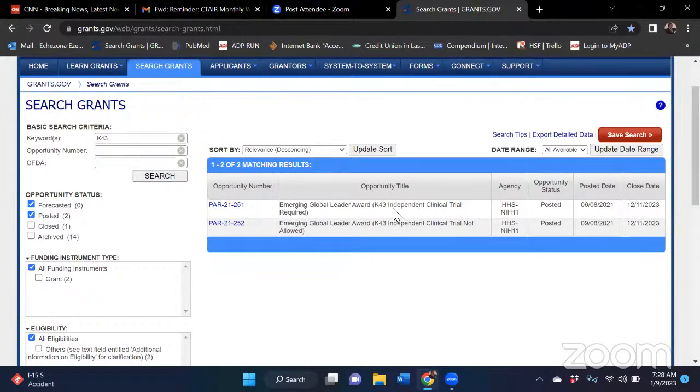Before, this grant used to be 1 type, but now it's 2 types. So you can see the first one here said independent clinical trial required, which means if you're applying with this RFA, this funding opportunity, you have to propose a clinical trial that you're going to do under the grant.